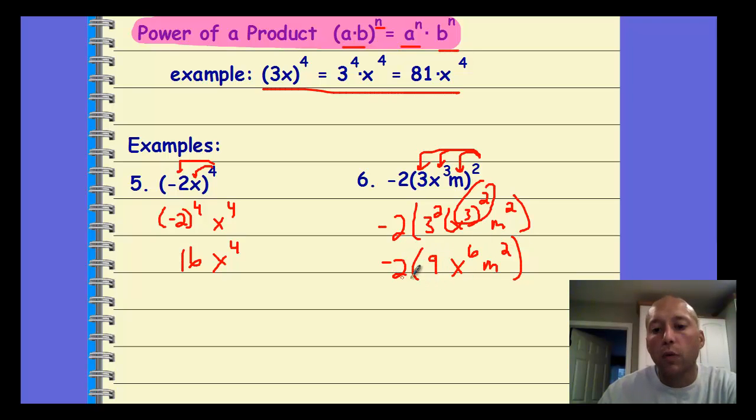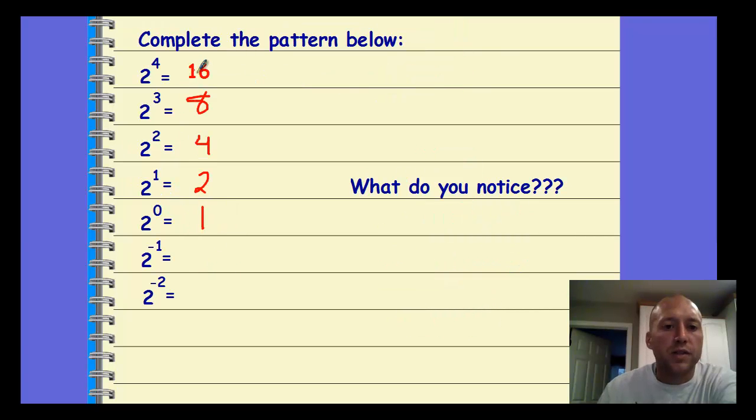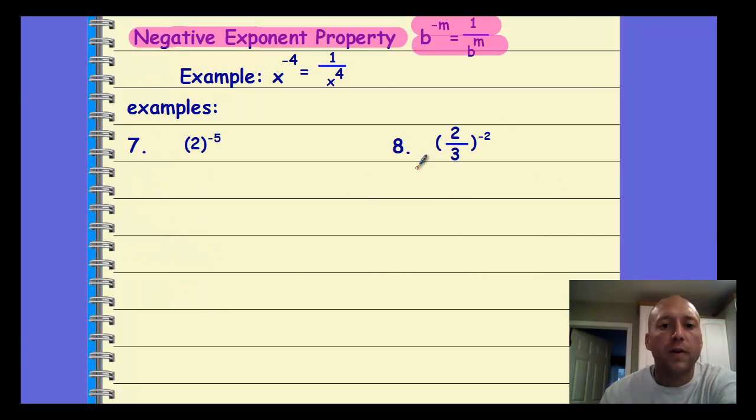Now we can multiply this by the -2, and we're just doing -2 times 9 is really all we're doing there to get the -18 x to the 6 m squared. And so this is being cut in half. You look at the pattern: 16, 8, 4, 2, 1. So we continue that pattern on, we should have 1/2 and 1/4. So this kind of helps us with this rule here of negative exponents. And so the powers are getting cut in half as we move down.